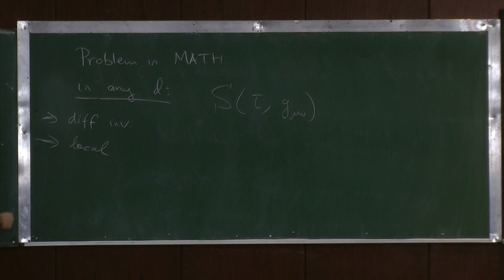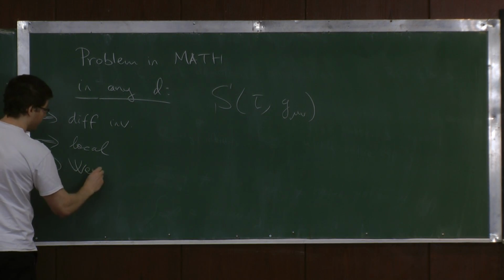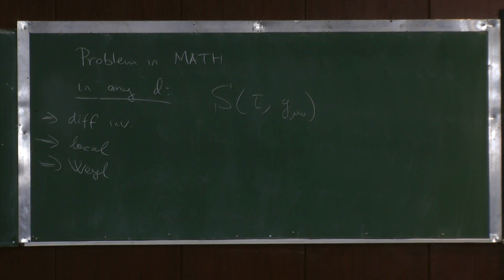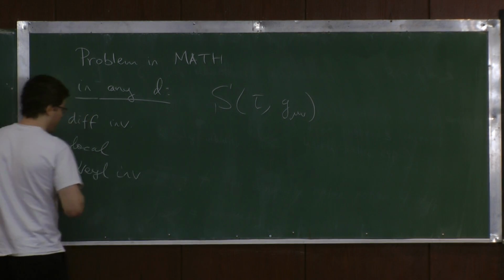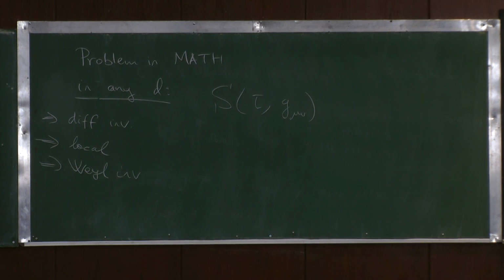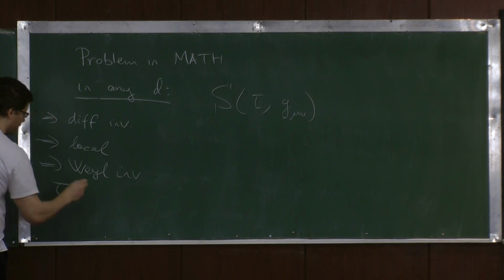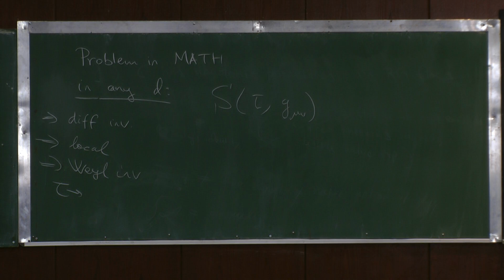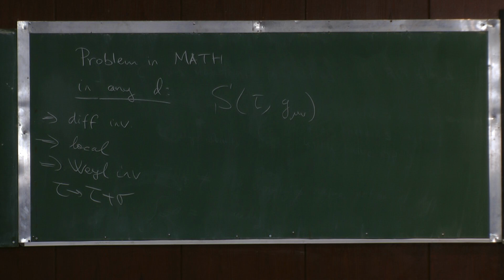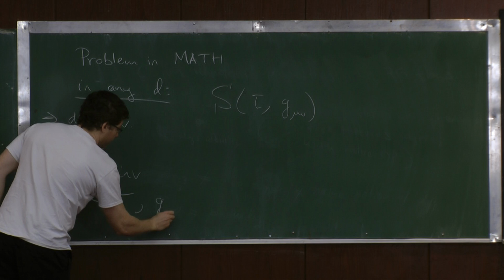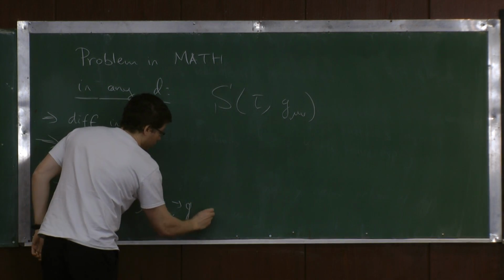And the last part, which is the non-trivial part, is Weyl invariance. That requirement I'll relax in a few minutes, and you'll see why. So I require Weyl invariance. What does Weyl invariance mean? Well, tau can be thought of as some Goldstone boson for conformal symmetry. So the natural transformation law for tau is tau going to tau plus sigma. And the metric transforms like that.